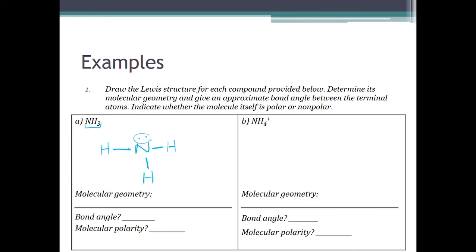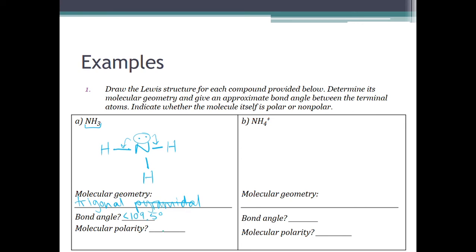But because we've got this 1 lone pair here, it becomes trigonal pyramidal for the molecular shape. And since it would have been that 109.5 had it been tetrahedral, this lone pair is pushing these bonds down just a little bit, pushing them away. So we're going to have a slightly less than 109.5 degree angle.